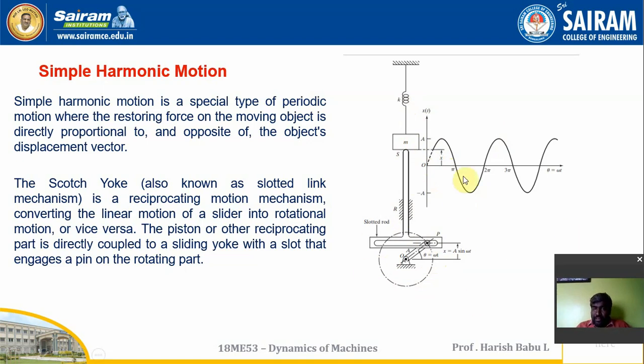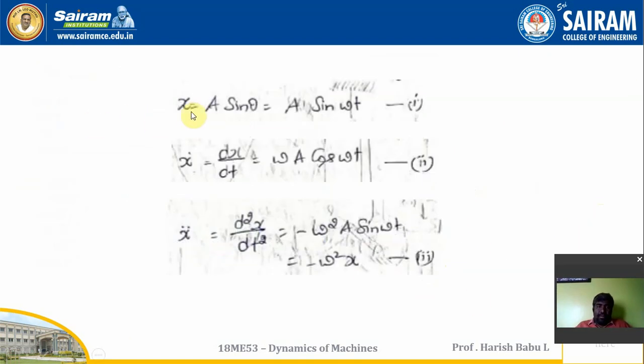So when you go for that, the displacement is given by a sine theta. Theta is nothing but omega into t, so we get a sine omega t. When you differentiate that, the velocity becomes x dot equals dx by dt, that is omega a cos omega t. Differentiation of sine is cos omega t. When I differentiate again for acceleration, x double dot, that is d square x by dt square, I get minus omega square a sine omega t. And a sine omega t is nothing but x. So I substitute, and x double dot becomes minus omega square into x.